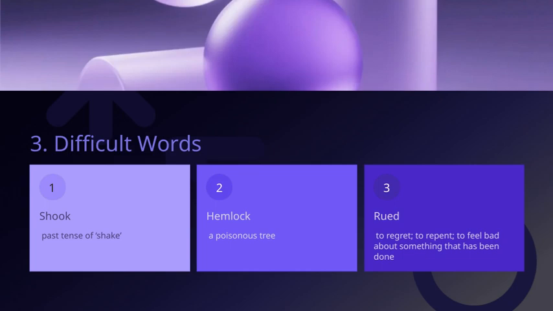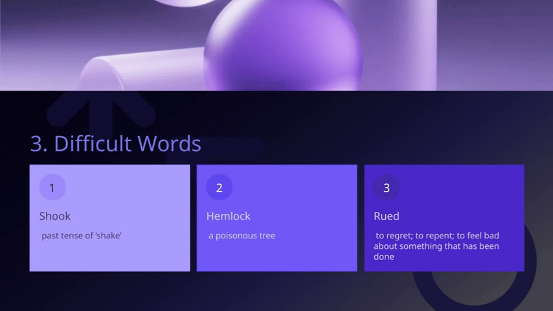Finally, we have the word shook, which is the past tense of shake. This word describes the action of moving something back and forth or trembling, often indicating emotion or physical movement. For example, she shook the bottle, or he shook with fear. Recognizing these words and their meanings helps us improve our vocabulary and better understand context.